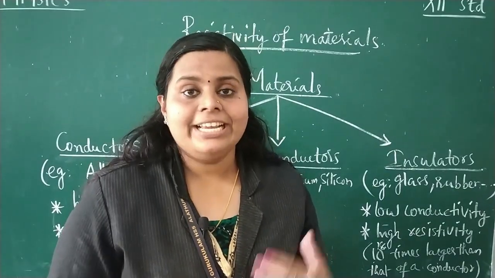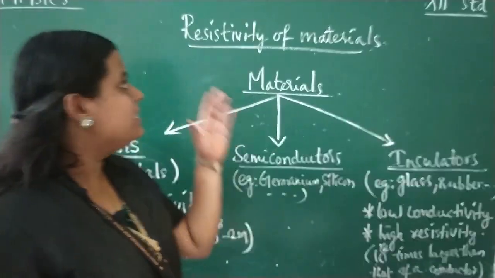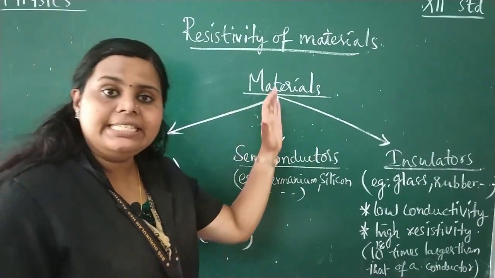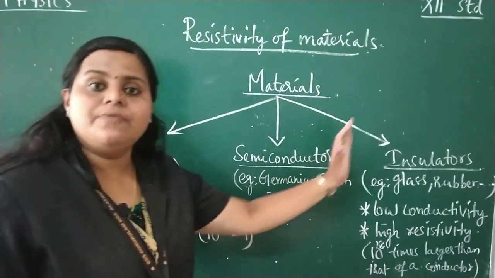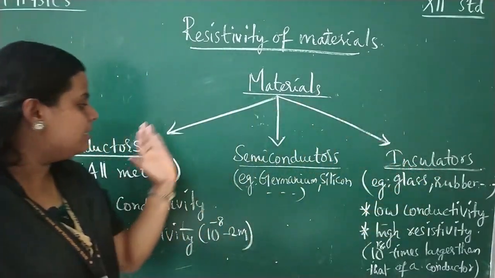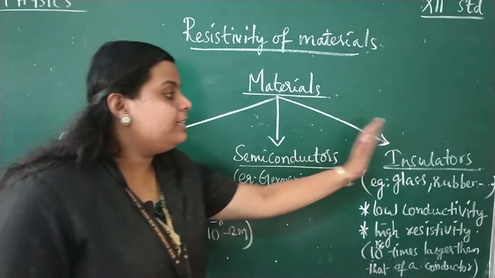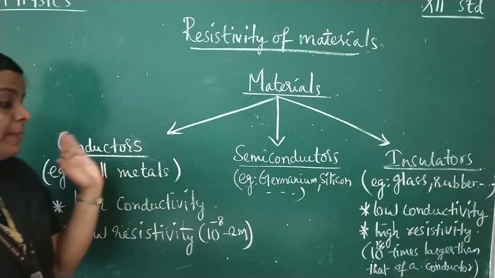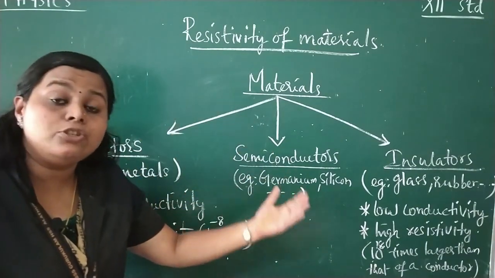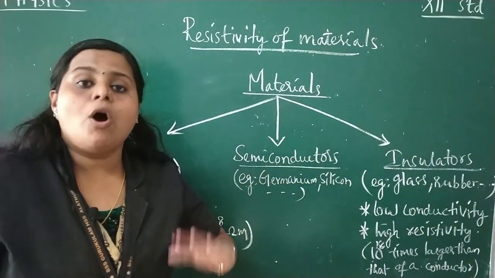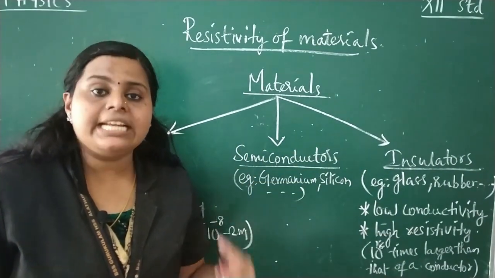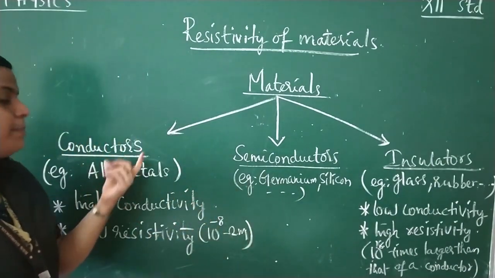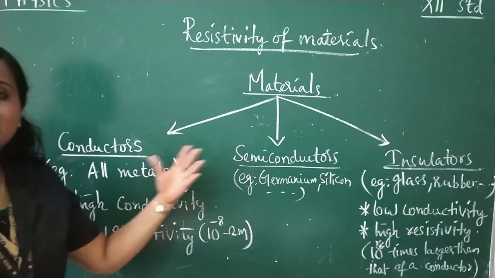Now listen children, let's get into the next topic, that is resistivity of materials. We know that materials can be classified into three. This we have learned in our first chapter, that is conductors, semiconductors and insulators. What about conductors? Conductors are materials which allow the passage of electricity through them, or in a simple manner we can say conductors conduct electricity. Examples of such materials are all metals.